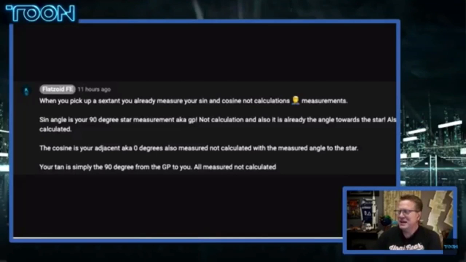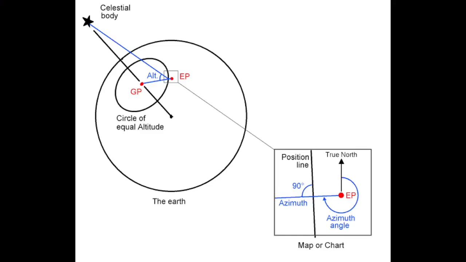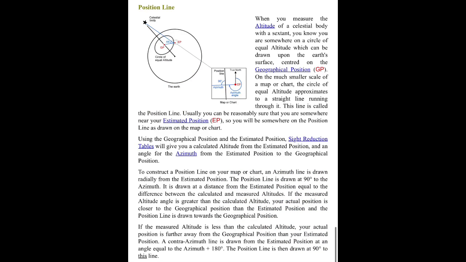Trigonometry. He goes sin angle. I think he means sine angle is your 90-degree star measurement, aka GP. No, it's not. So you're telling me to get your LOP, your line of position, it's not measuring the GP of the star to your location. Well, let's have a citation that shows you otherwise.